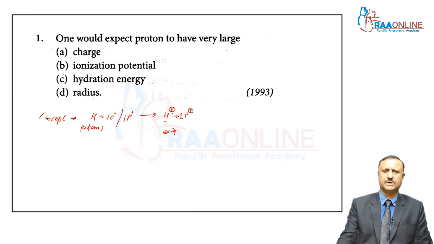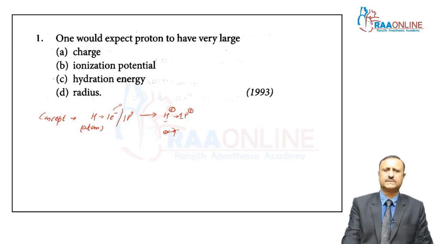Now we can see here charge. Due to this charge, it is not heavy because only 1 charge is present. Due to ionization potential, my dear students, only 1 electron is there, so less energy is required from this hydrogen to remove this electron. So ionization potential is not very high.